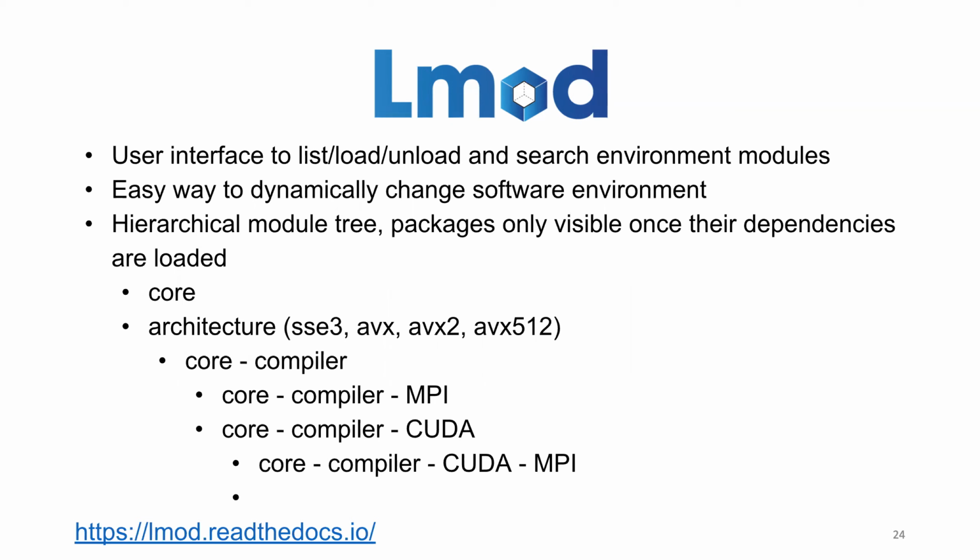Then we build for different CPU architectures separately, and under that we will have the compiler level of the hierarchy: compiler MPI, compiler CUDA, and the combination of compiler CUDA and MPI. Those are the levels of hierarchy that we have in our modules.